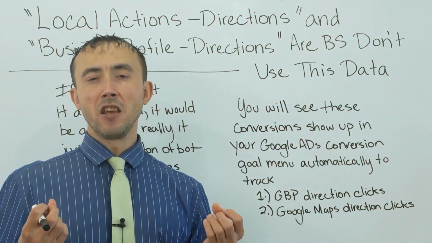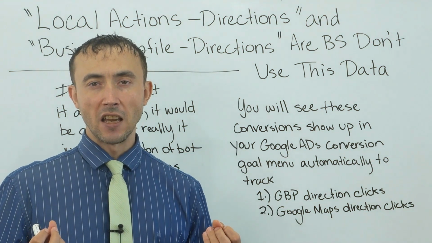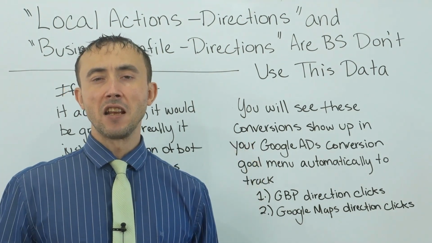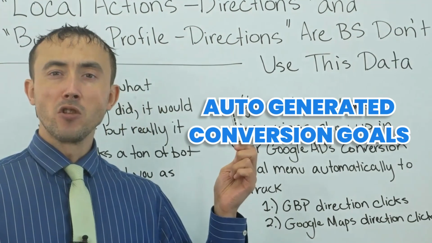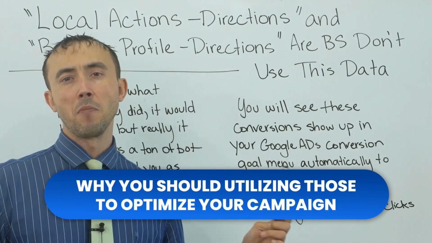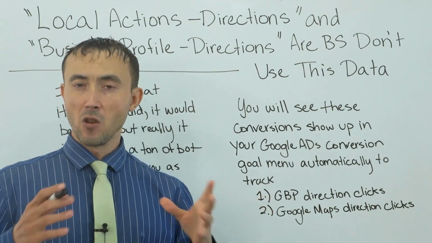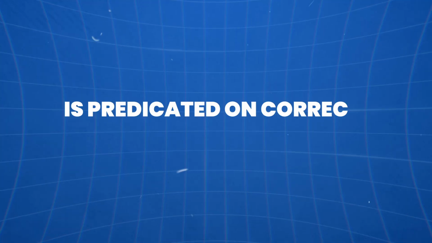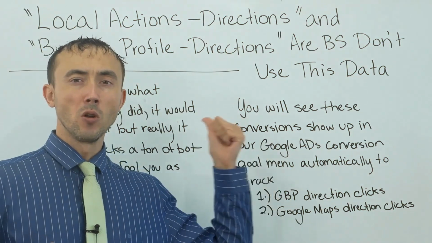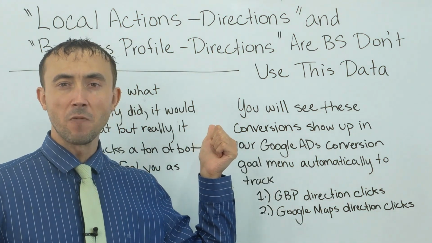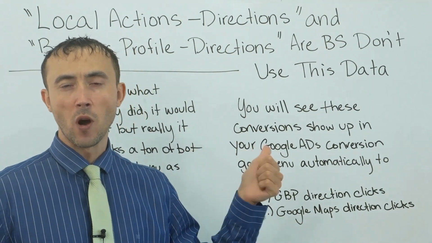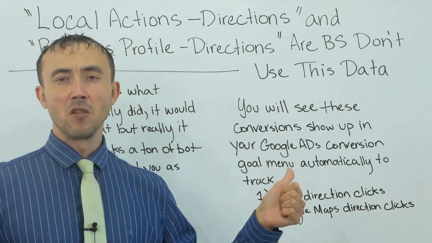But there are a lot of little individual things you need to know about conversion tracking and data to get the most ideal conversion data in your account. One of those things is auto-generated conversion goals and why you shouldn't use those to optimize your campaigns. The results you get from conversion data are predicated on correct, accurate data, not crappy data. Google gives us these conversion tracking goals by default to optimize our ads, but they're not actually tracking what they're supposed to track, which is where the problem lies and why I made this video for you today.